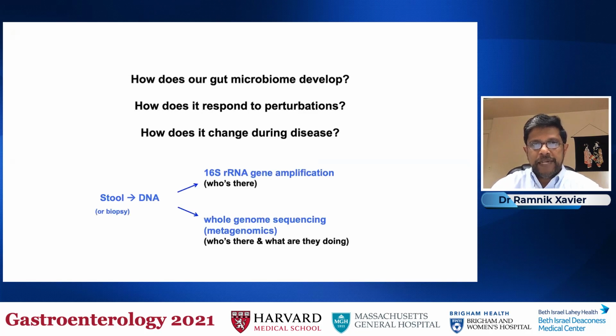So what I'm going to start by telling you is how does our gut microbiome develop? How does it respond to perturbations? And how does it change during disease? The microbes are measured by their DNA content, and this can be done by different methods. 16S RNA amplification tells us who's there, whereas whole genome sequencing tells us who's there and what they're doing.